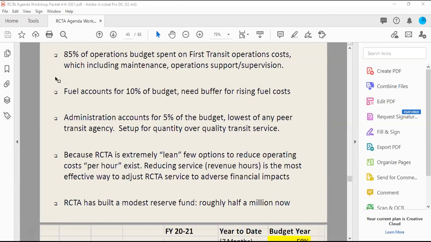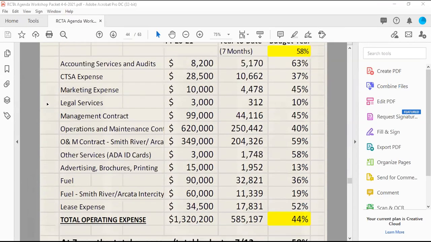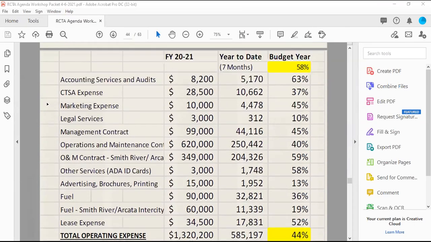But we've got the reserve fund. This is roughly $500,000. We're probably talking more around $400,000, but we will see when the audit comes in. You can take a look at the next slide, which shows where we're at today on expenditures.